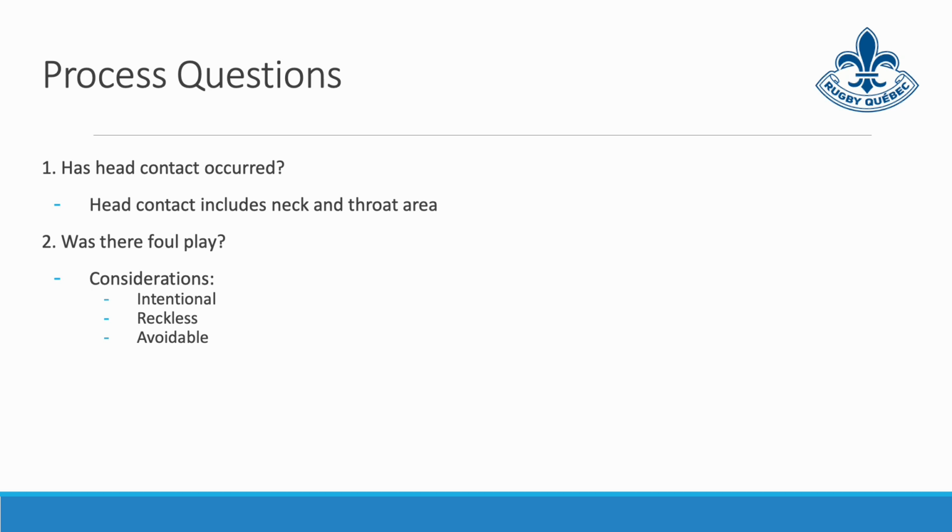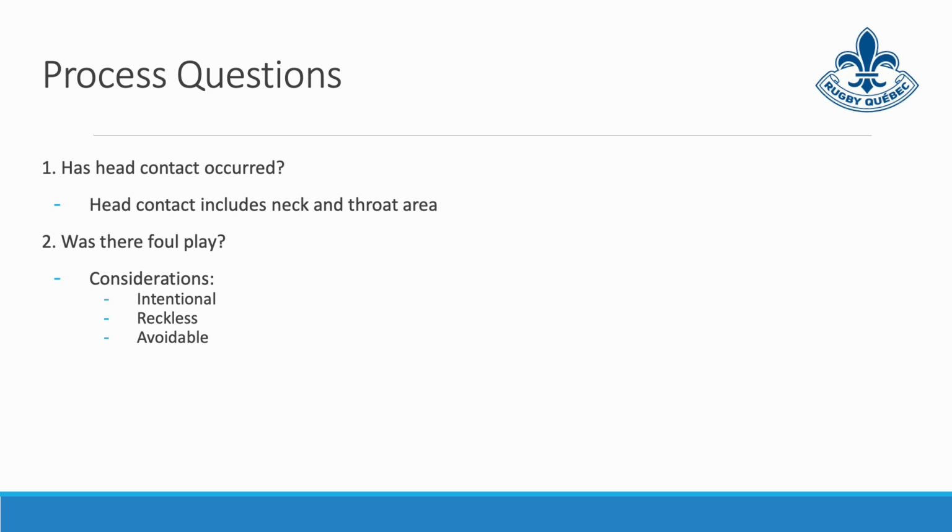So the process questions that you saw before go as follows. The first thing we look at is, has head contact occurred? Head contact includes the neck and the throat area. If the answer is yes, then we go on to number 2, which is, was there foul play? We can have head contact without foul play.